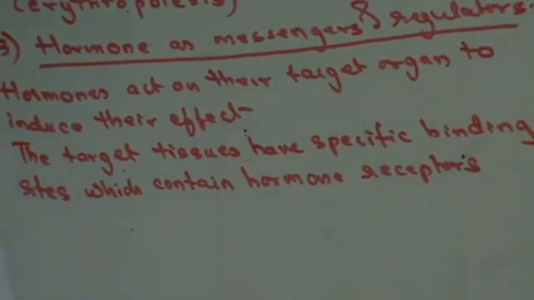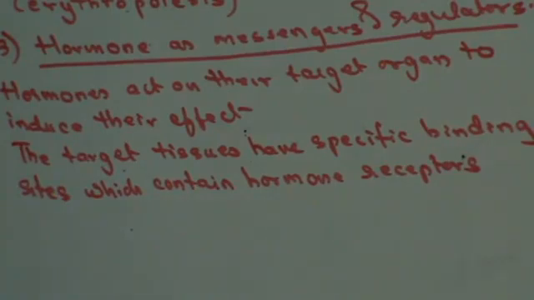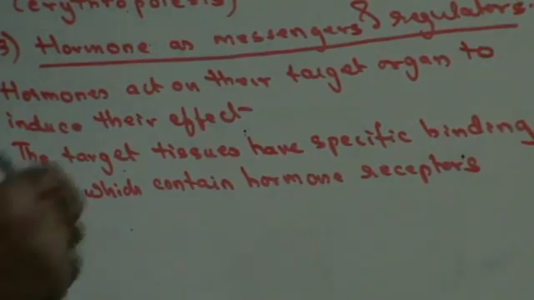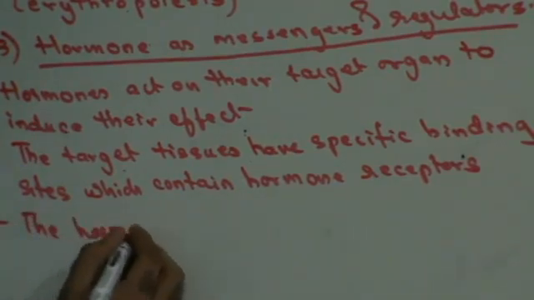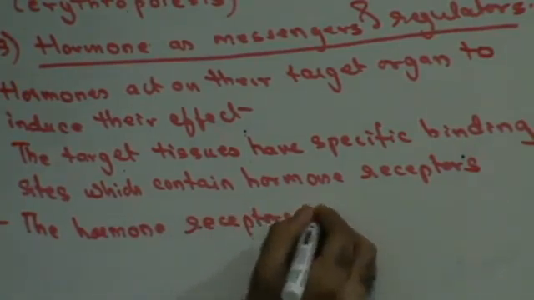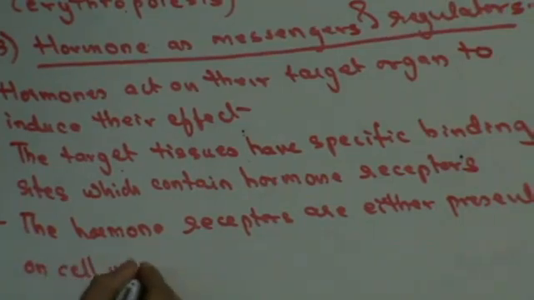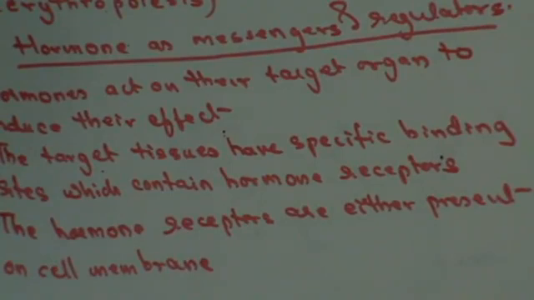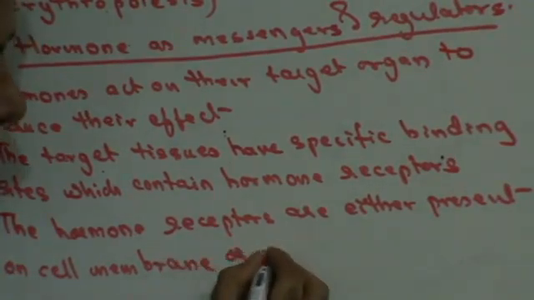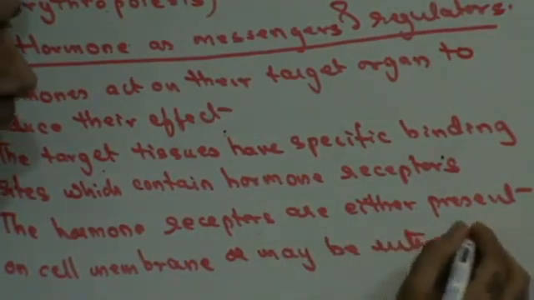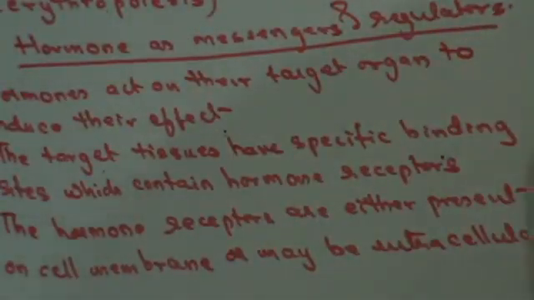Now, where will this hormone receptor be? There are two places where the hormone receptor can be. Either it can be on the cell membrane or it can be inside the cell. So I can say the hormone receptors are either present on the cell membrane or they may be intracellular.